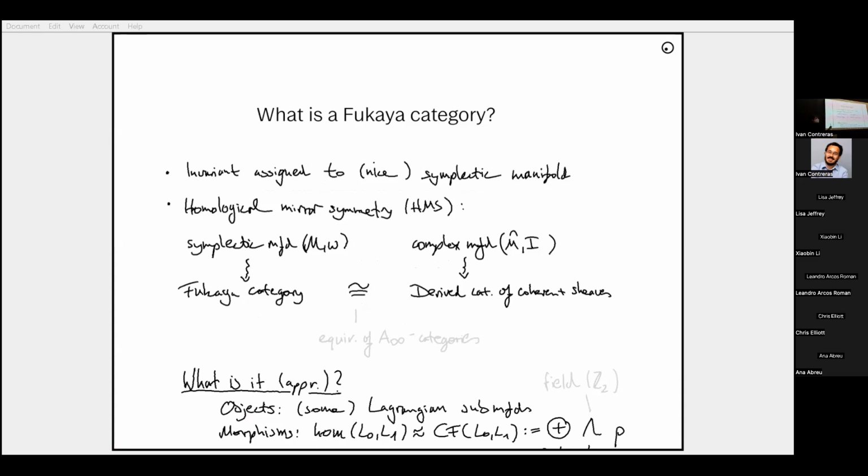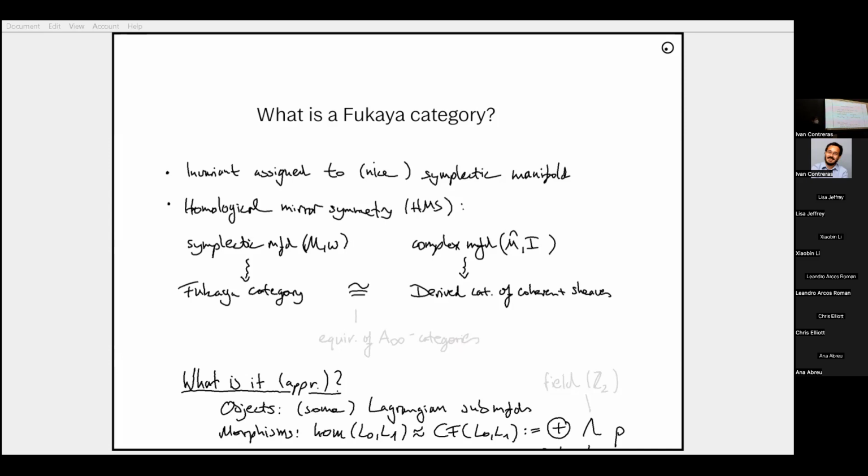Since this is not a symplectic topology audience, I thought I'd give a small introduction to what Fukaya categories actually are. This is a technique from symplectic geometry. Normally a Fukaya category is in some sense an invariant assigned to a nice symplectic manifold. Nice means that in general, your symplectic manifold needs to satisfy some specific properties in order for this to work. The chief reason people study this is homological mirror symmetry.